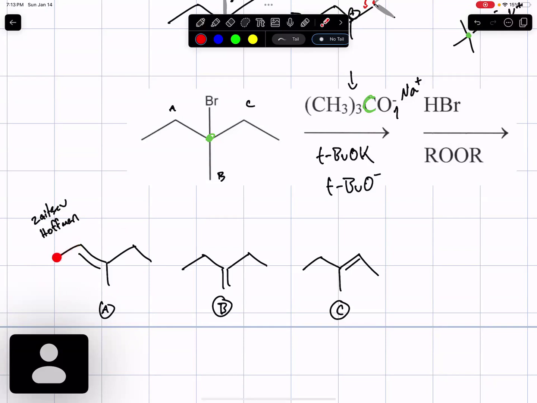So here it has 1, 2, 3 substituents, right? Same thing here, 1, 2, 3 substituents. So this would be considered the Zaitsev alkene. Both of these are considered the Zaitsev alkene. The choice B here is the Hofmann alkene. And like somebody was saying, E2 with a bulky base makes the Hofmann alkene. Okay, so B is the correct answer.